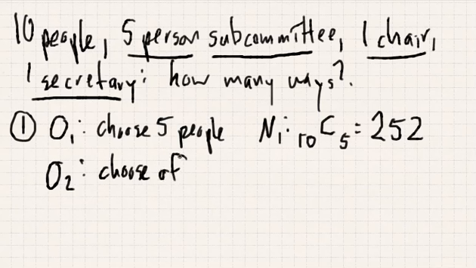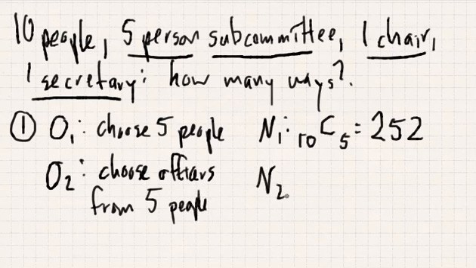Now operation 2 here is then to choose the officers from the 5 people. And how many ways to do that? Well, we're choosing 2 officers, and they are 2 distinct officers. There's the chair and the secretary. They have different duties, so the order in which I choose the 2 people matters. So this is a permutation of 2 people out of the 5, and the number here is 20.